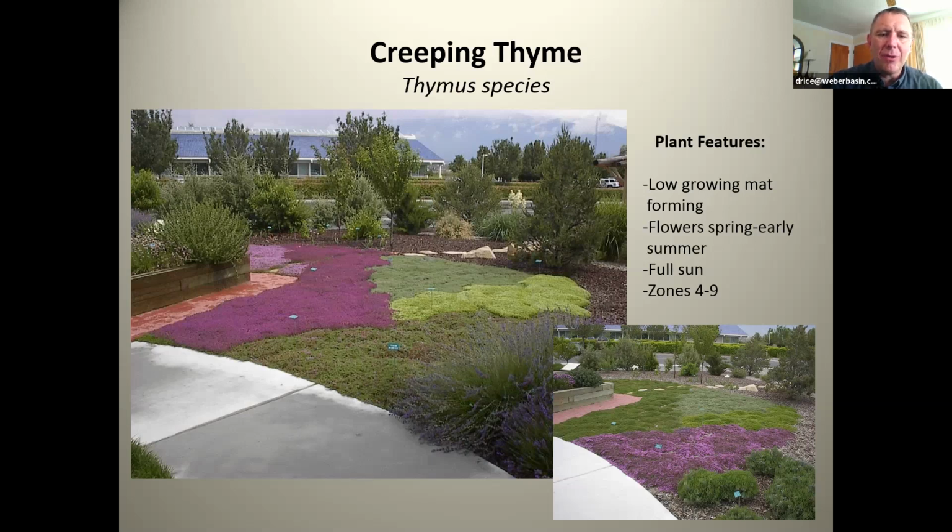Notice when it's fully matured and filled in, it's still a little bumpy, but you don't need to mow it. It can be watered with spray irrigation. It could be watered with drip irrigation. This could be a lawn alternative if you really don't use your lawn other than as a focal point that's flat and uniform in size, as far as that designed area. So creeping thyme works well.